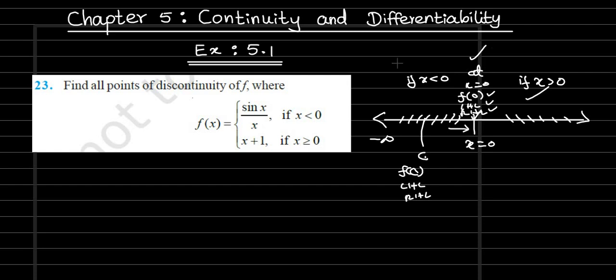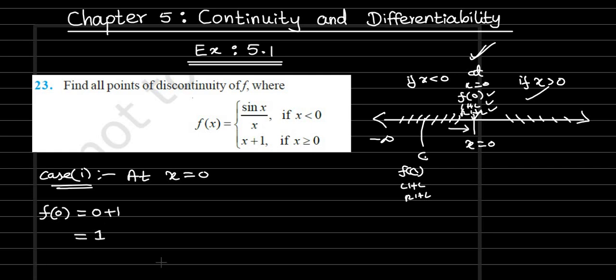Now case 1, any order we can take. I'm going to take this one as case 1, at x equal to 0. If x takes exactly 0, first we need to find f of 0. The suitable function from the given is the second one, f of x equals x plus 1. Then f of 0 will be 0 plus 1, which is 1.